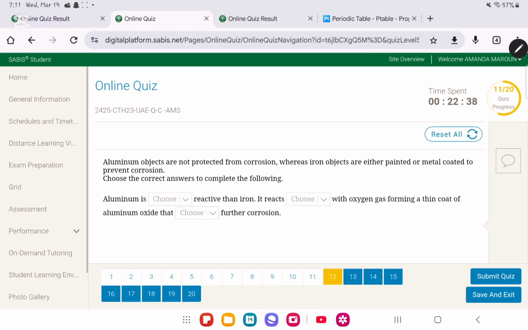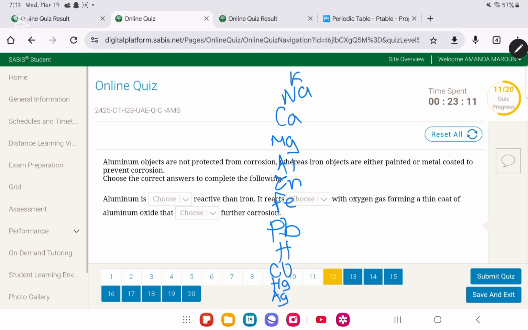This is a very, very important question. I will write for you the elements in order of their reactivity. So we have, first of all, potassium K being the most reactive, then Na, then Ca, then Mg, Al, Zn, Fe, Pb, H, Cu, Hg, Ag, Au, and Pt. So this is in order of reactivity.